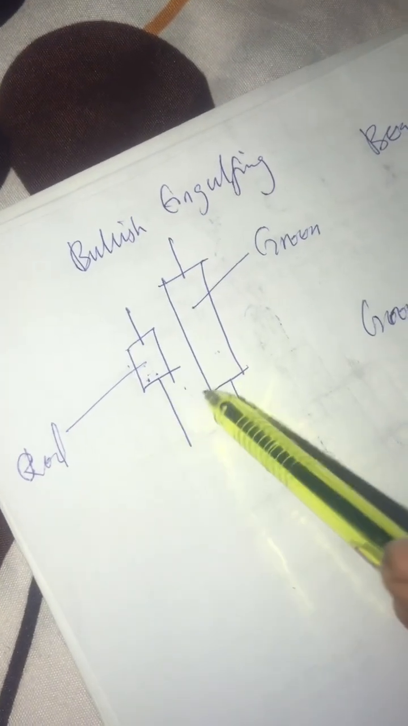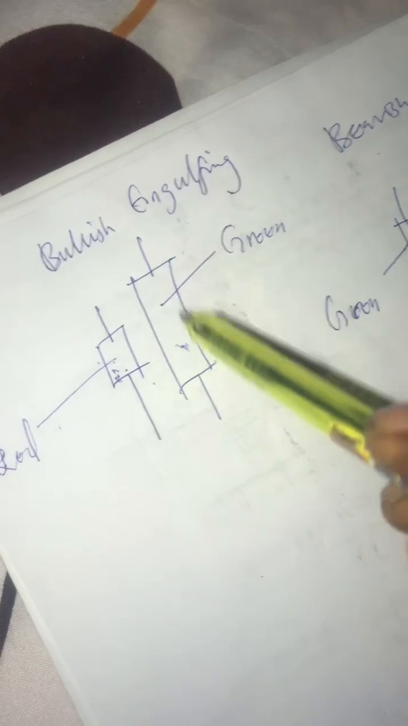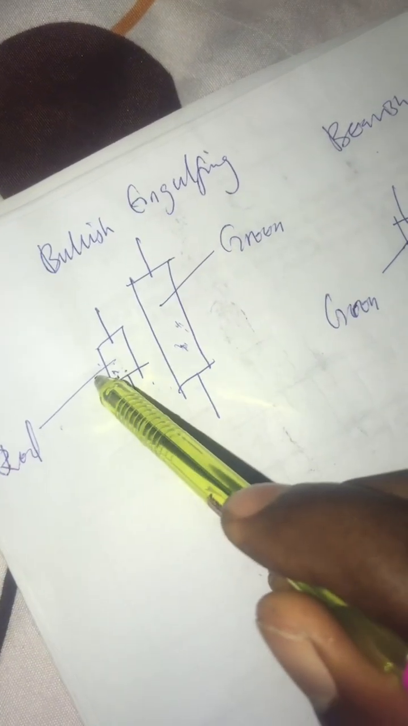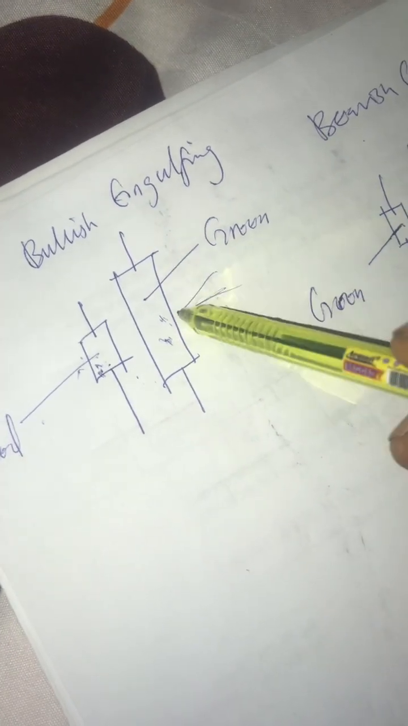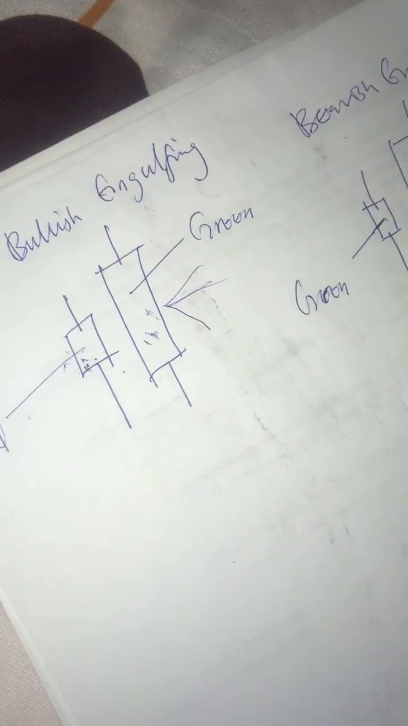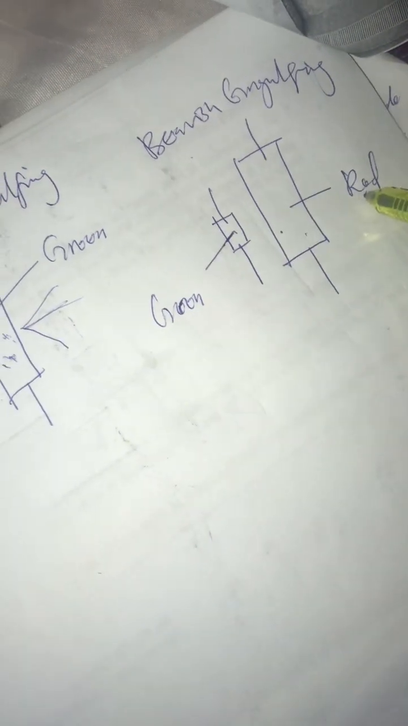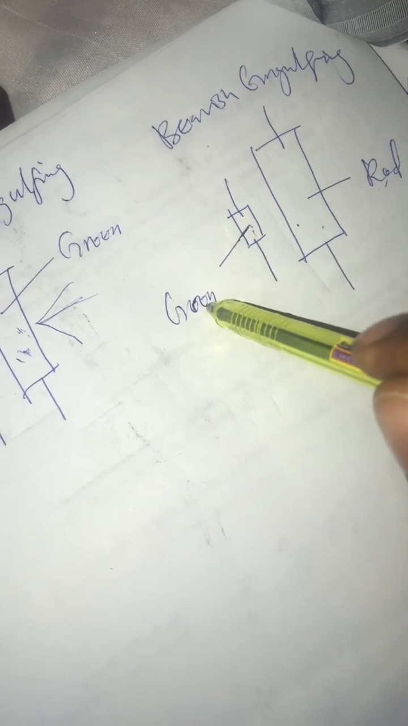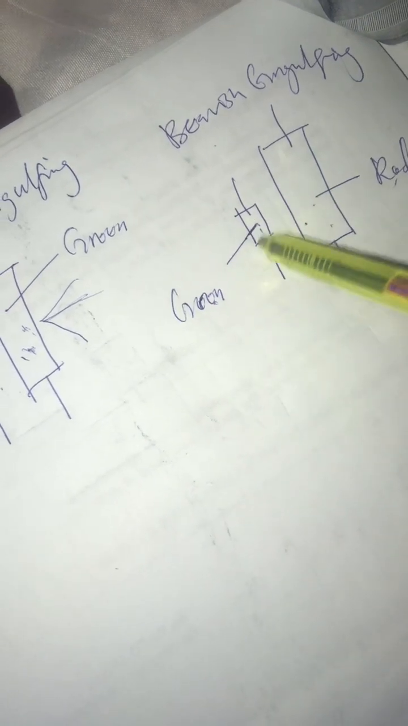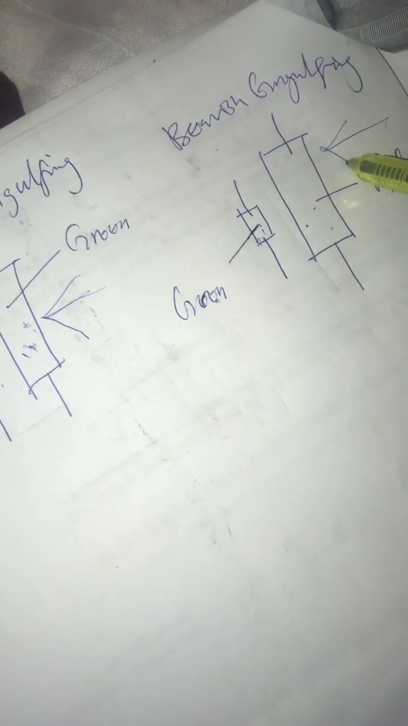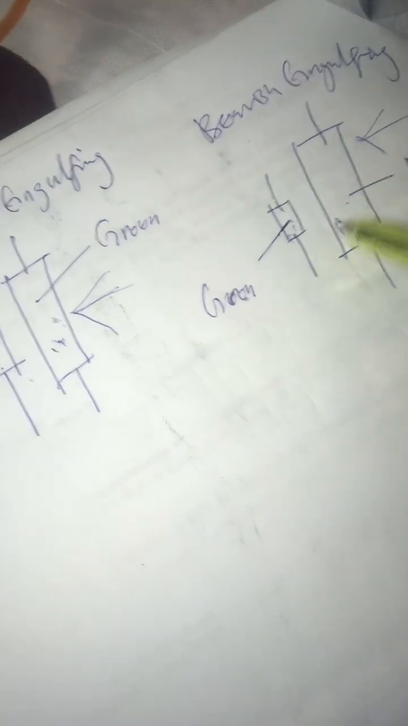The difference is the small one is red while the big one is green, and the big one is covering the small one if you are looking at it from this angle, right? And in this one, the big one is red and the small one is green. The big one is covering the small one if you are looking at it from this angle, right? So that's the difference. The next candlestick you should pay attention to is the morning star.